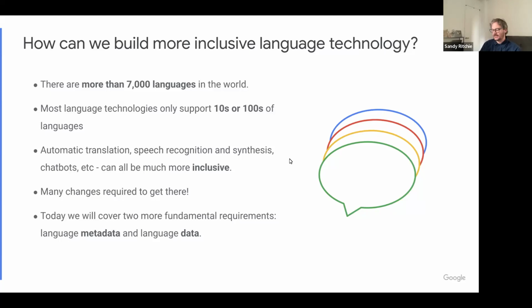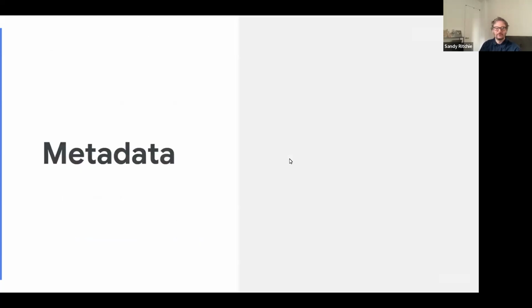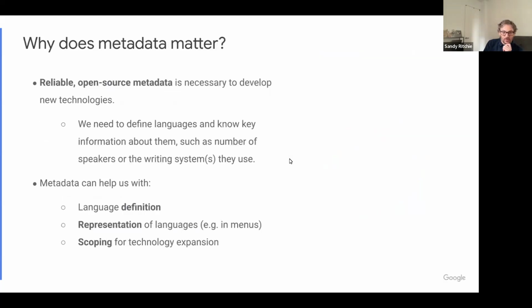So let's get into it. First of all, we're going to look at metadata. What is metadata and why does metadata matter? In order to even begin the process of mapping out the possibility space of what we can do in terms of language technology support and improving it, we need to define what it is that we're talking about. So, which are these languages? What are the key facts about them?